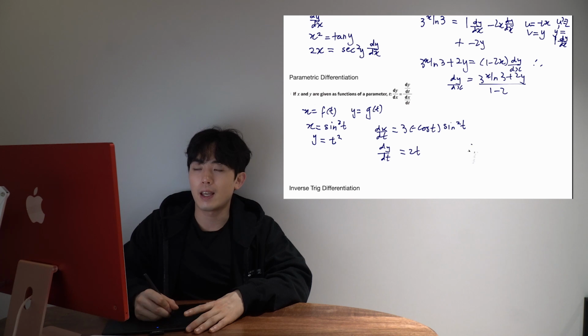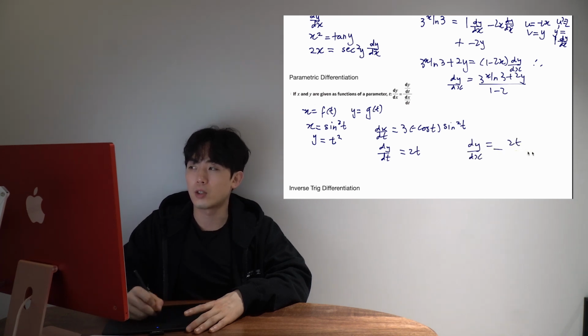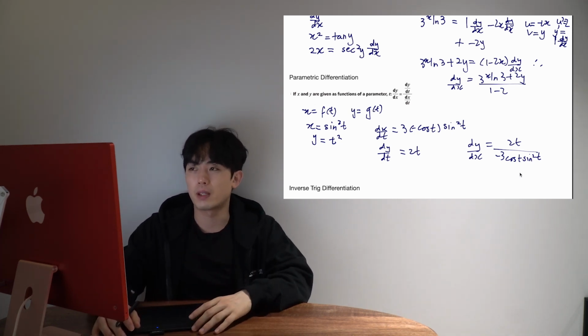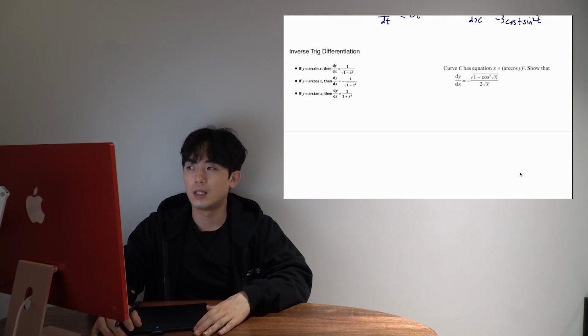And so you can see here dy by dx would be equal to dy by dt, in this case 2t, over dx by dt, so 3 cos t sine squared t. I don't think parametric differentiation is any difficult, just make sure you know all the rules and the derivatives. Okay, the next one is inverse trig differentiation.